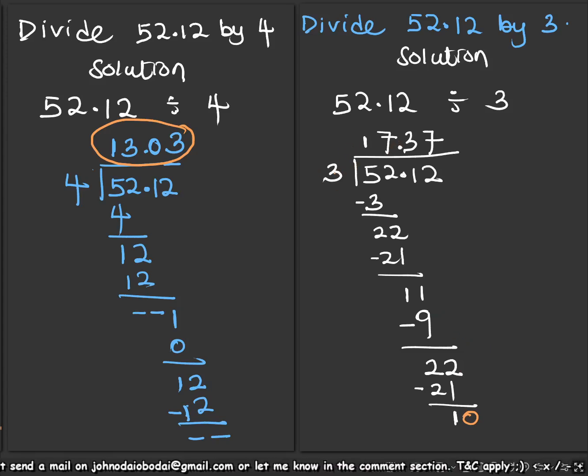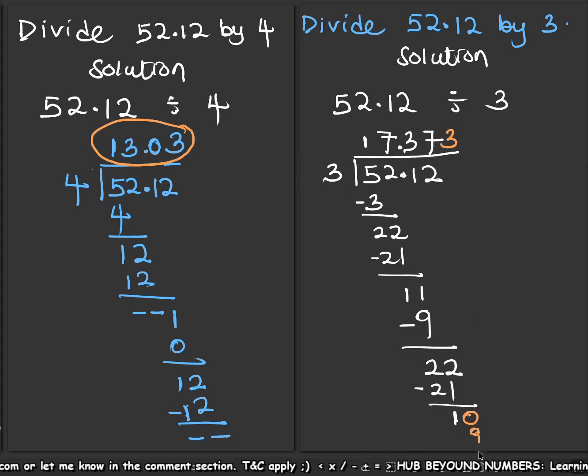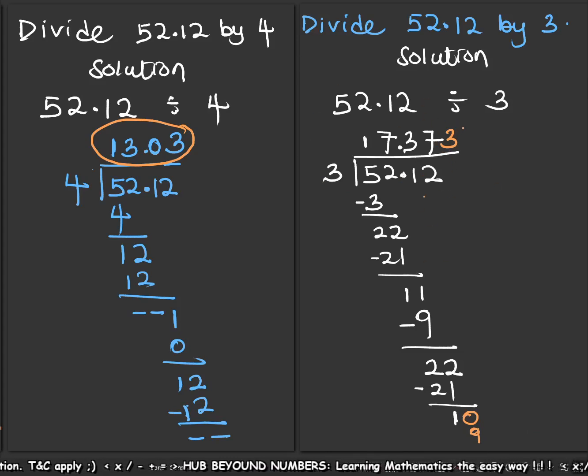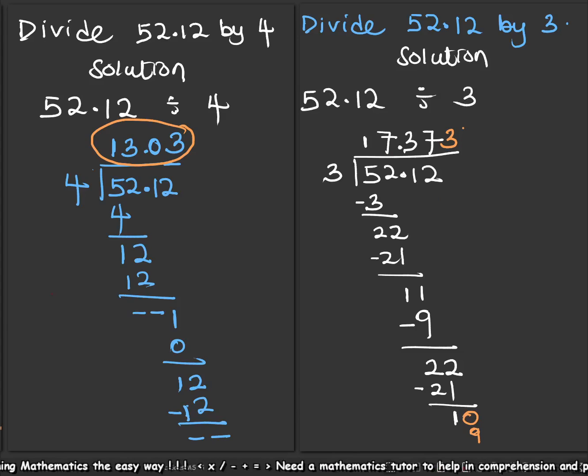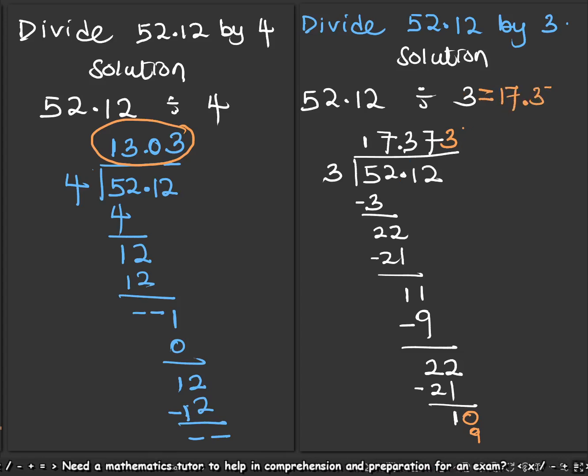So we come and say 3 divides 10 how many times? Thrice. 3 times 3 is 9. You see? And if you have to continue, it goes on and on and on. This is actually a recurring decimal, you see. So we can just cut it off here and then say the division of this over here is going to give us the answer. That is 17.3733. It goes on and on. So depending on the number of decimal places you want, you end that there.